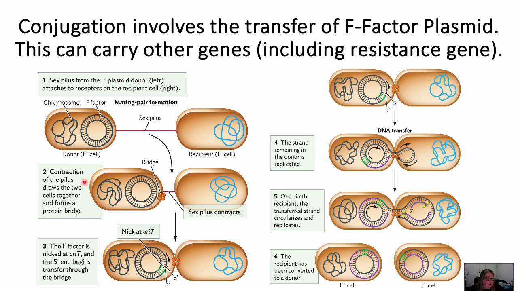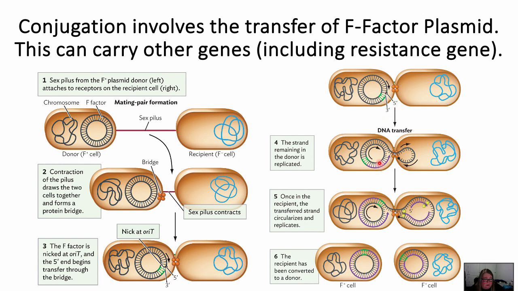Now once it's attached, it's going to retract the conjugation pilus and bring the recipient closer to it, and it's going to form a protein bridge here. This protein bridge is going to allow the transfer of the plasmid from the donor to the recipient. An enzyme is going to come in and nick the plasmid at the oriT, and that is going to allow the transfer of the plasmid through this protein bridge.